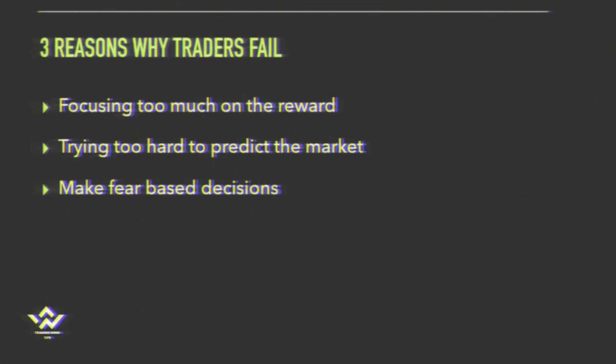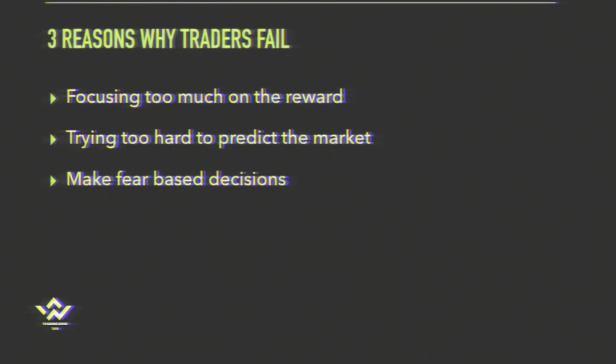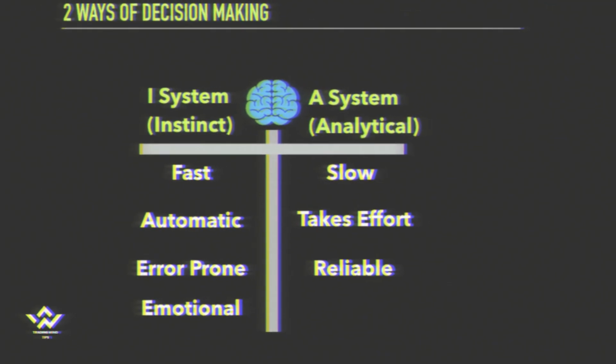The root of all their difficulties lie within these 3 behaviors, and the reason that this is so difficult to realize is because of how our brains work. Our brains have 2 systems for making decisions.